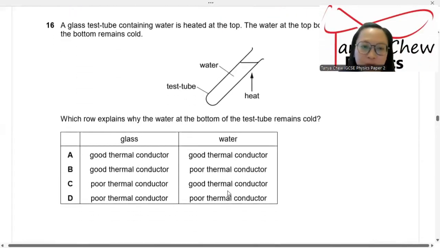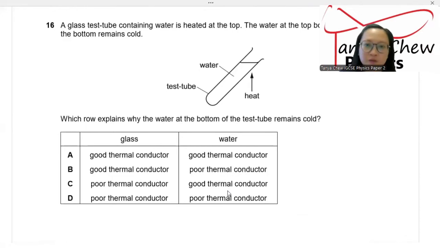So which row explains why the water at the bottom of the test tube remains cool? It is because glass itself is not a good conductor of heat, a poor thermal conductor, and the water itself is also a poor conductor of heat. That is why it would not move the heat. Heat cannot travel from the top of the water to the bottom of the tube.